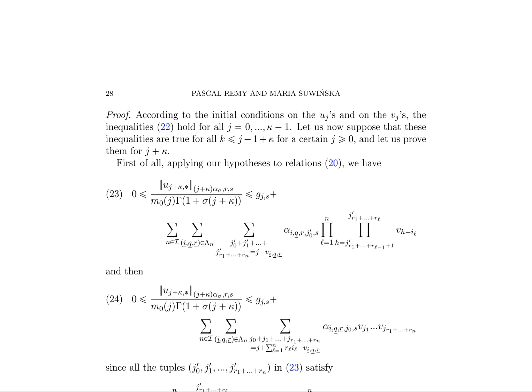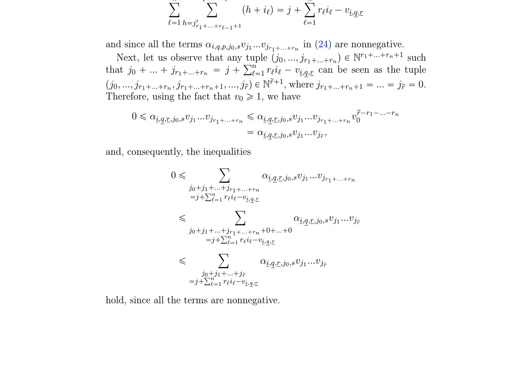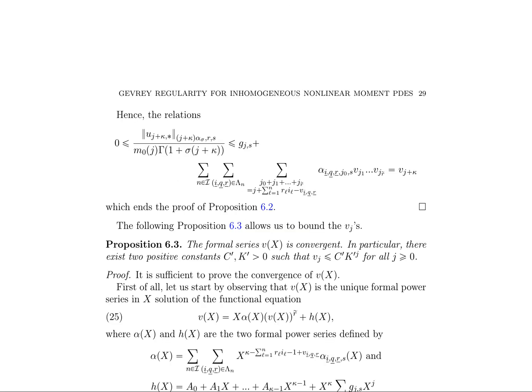Proposition 6.2 proves inequalities for the U_j's, assuming the inequalities hold for all k less than j for a certain j. The proof involves applying the hypotheses to relations and using the initial conditions. The summary concludes by highlighting the novel ideas and significant findings presented in these pages, including the Gevrey regularity and the inequalities for the U_j's.